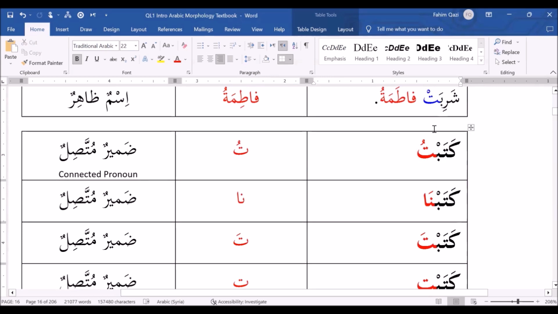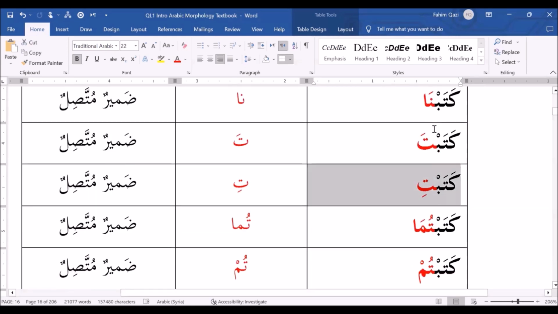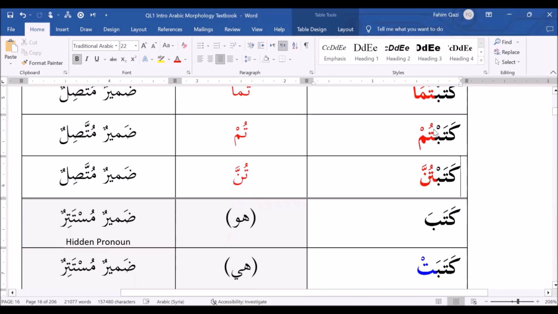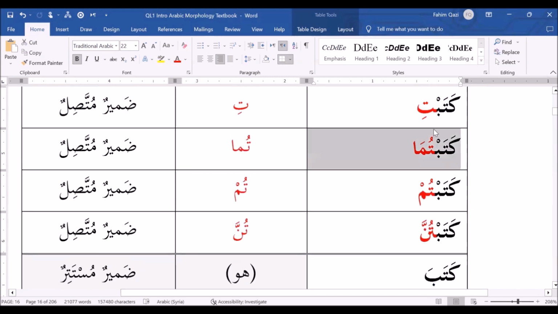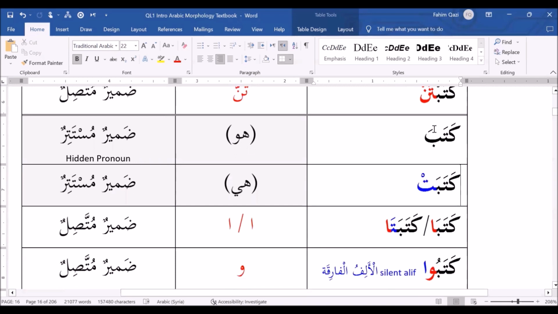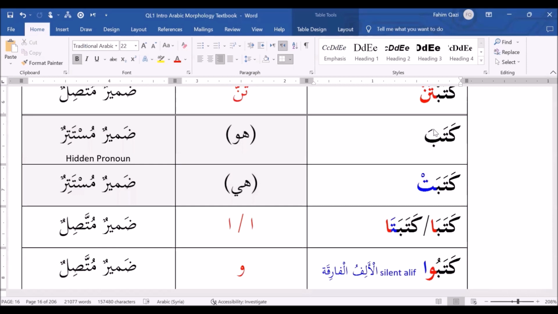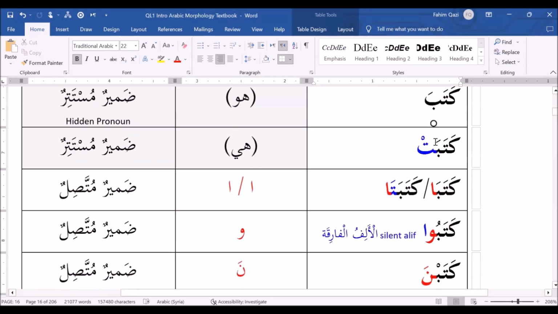We've got katabtu, katabna, katabta. I recommend you recite this out loud many times until you have memorized. Katabti, katabtum, katabtunna. No, I skipped one, didn't I? Katabtuma, katabtum, katabtunna. Kataba, no red pronoun, no doer pronoun because it's implicit, it's understood, it's hidden. Katabat also has the same thing. So in al-fi'l al-madi, only these two are hidden, kataba and katabat. So you need to remember that.